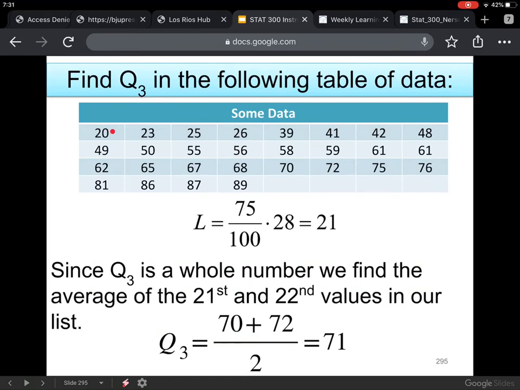So again, if you get a whole number, find that location, and take the next data point after it and find their average. Their average will be, in this case, the third quartile, right? Or whatever quartile or percentile you're being asked about. So hopefully those two make sense. If it ended up being a decimal, just round the location up. If it ended up being a whole number, take that and find the average between the two.